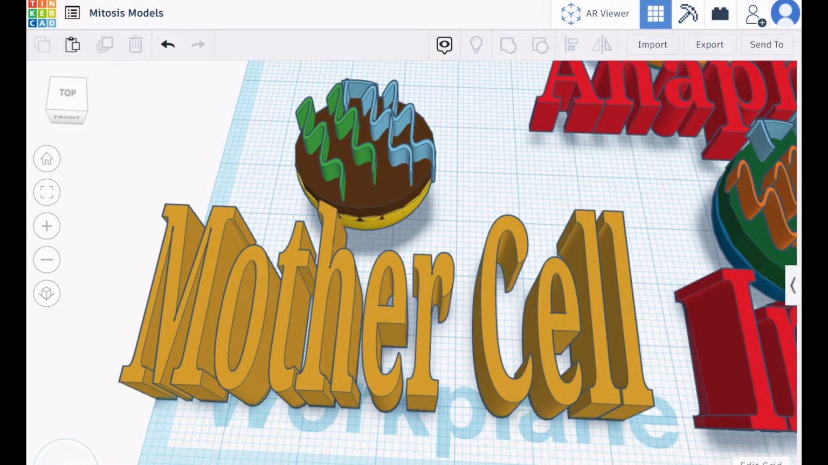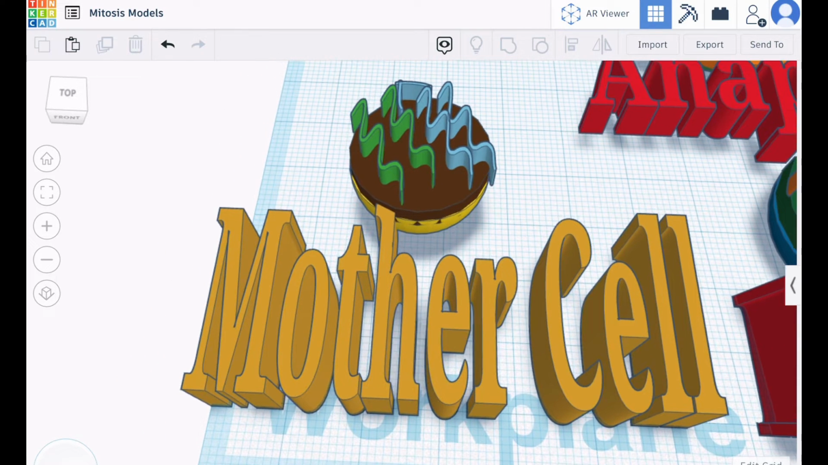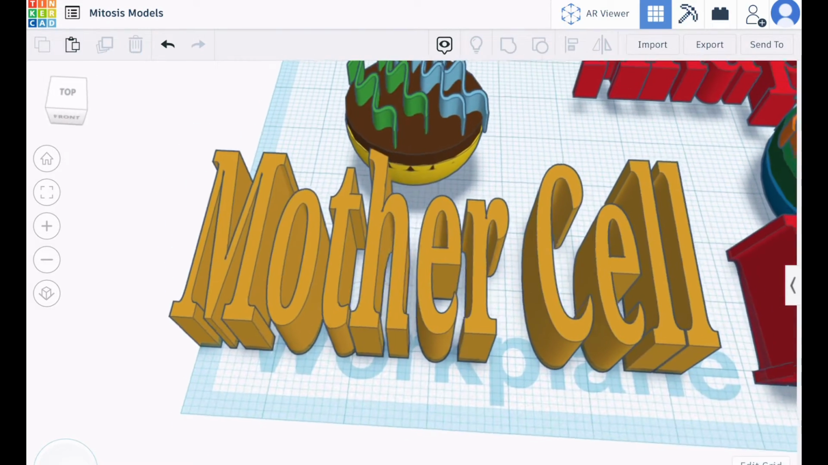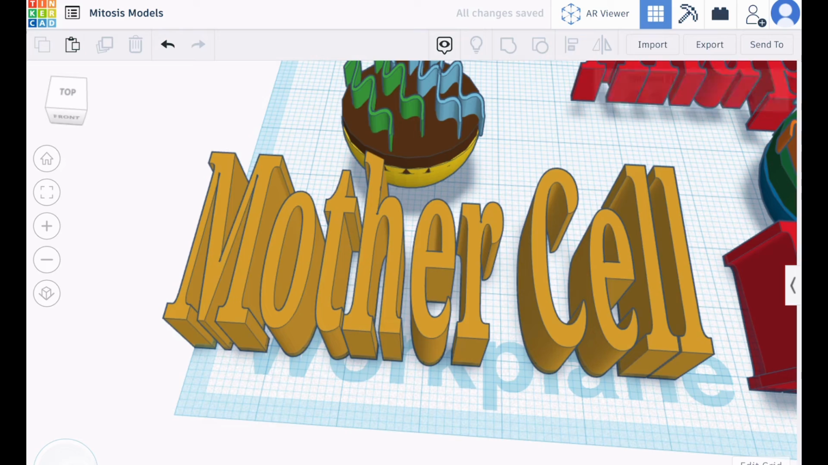So our first model of mitosis is the mother cell. As you can see, we have the chromosomes in the center, these lines here. And then we have the centrosome up top, which is that thing up there. And then we have the nuclear membrane, which is this brown circle here. And then the diploid cell is the yellow thing underneath.